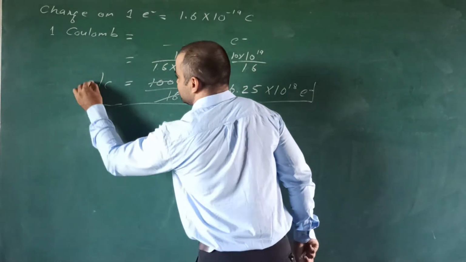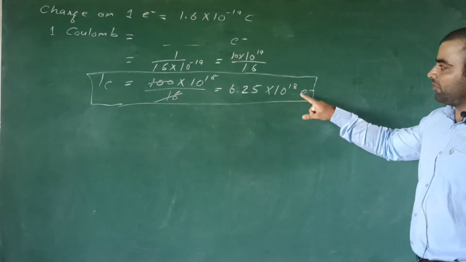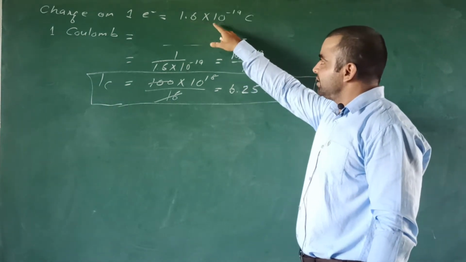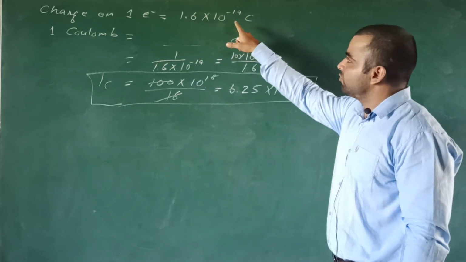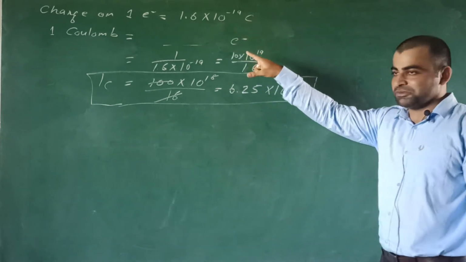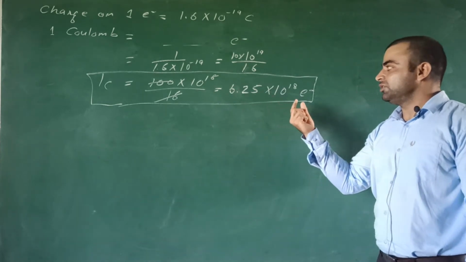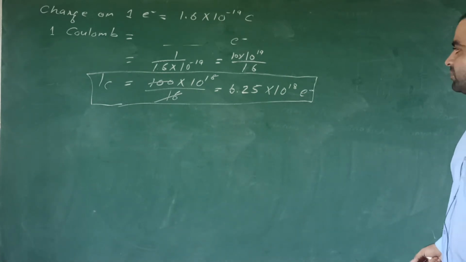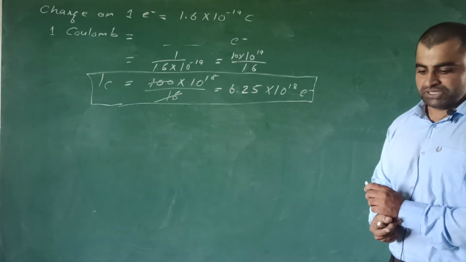1 coulomb equals 6.25 into 10 raised to power 18 electrons, because we know 1.6 into 10 raised to power minus 19 coulombs have 1 electron, then 1 coulomb will have 1 divided by 1.6 into 10 raised to power minus 19. Solve it and you will find the value 6.25 into 10 raised to power 18. So 1 coulomb equals 6.25 into 10 raised to power 18 electrons. Is it clear?